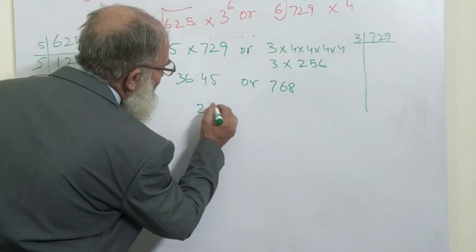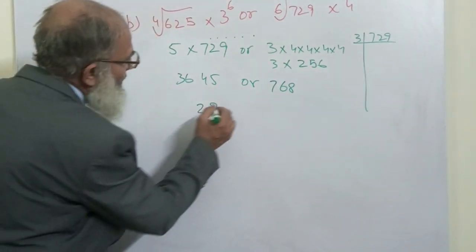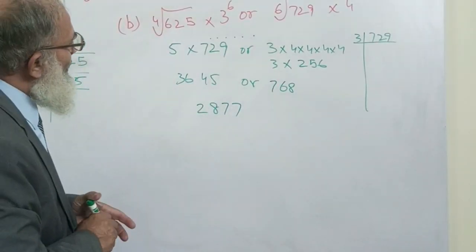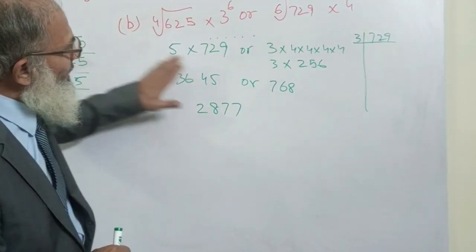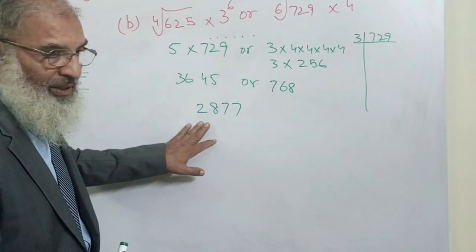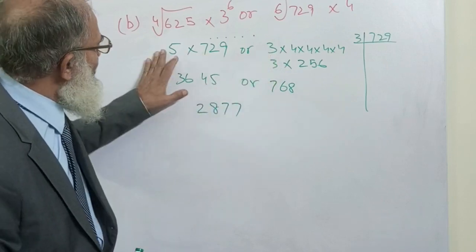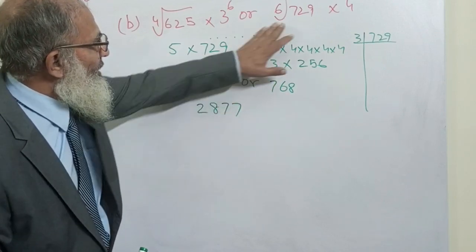The difference is 2877. 2008. Now this one is greater than this much. This one is this much greater than this.